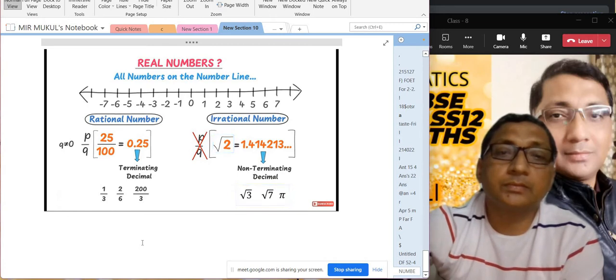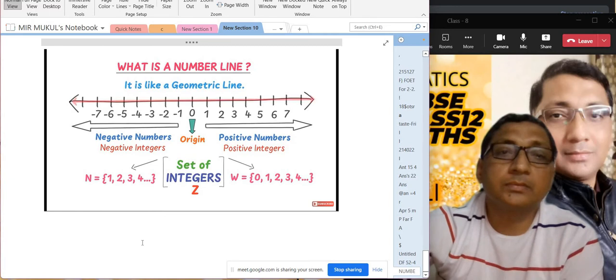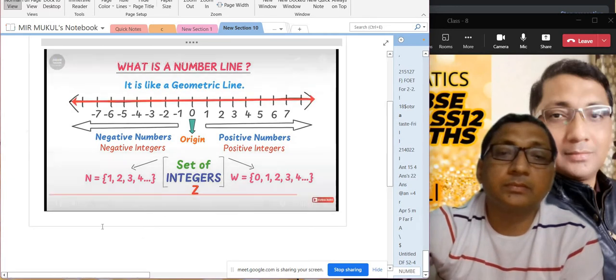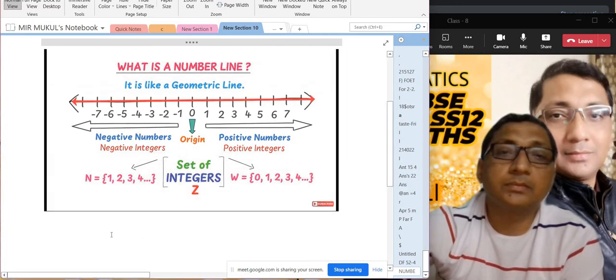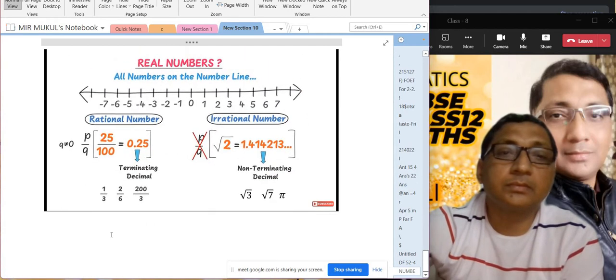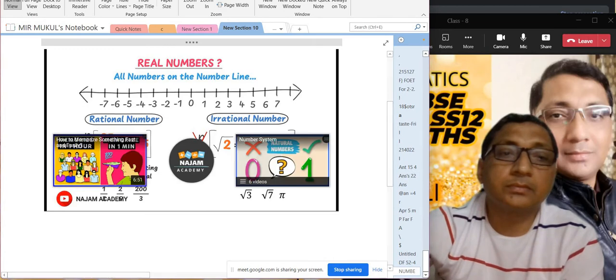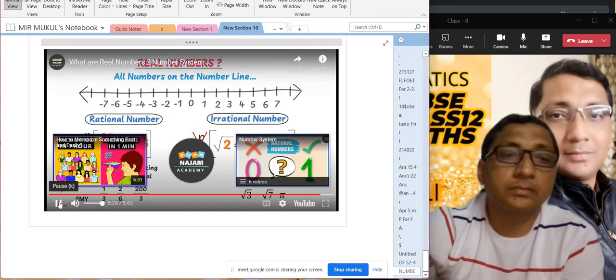To summarize my lecture, we learn that a number line is a collection of all positive integers, negative integers, a set of whole number, and a set of natural number. Secondly, we learn that all numbers that can be spotted or plotted on a number line like 0 are all real numbers. Thirdly, we learn that all rational numbers and irrational numbers are also real numbers. This was all about real number.